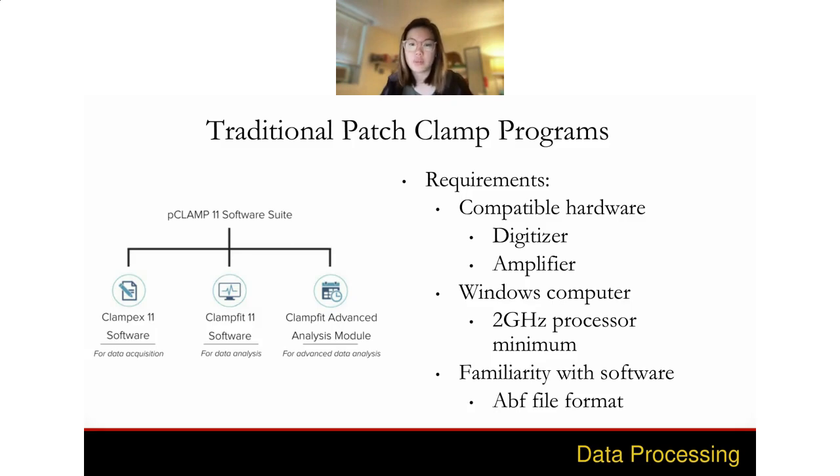Additionally, it requires a Windows computer. So I'm a Mac user, and this means I can't run any of these pClamp software on my Mac. And additionally, there's a 2 gigahertz processor minimum, which means if you have a much older version of a Windows computer, you're not able to run this software, or it's going to be really slow, and you're not going to be able to acquire or analyze on something like a Chromebook or a tablet that you have on the side as someone else is running experiments.